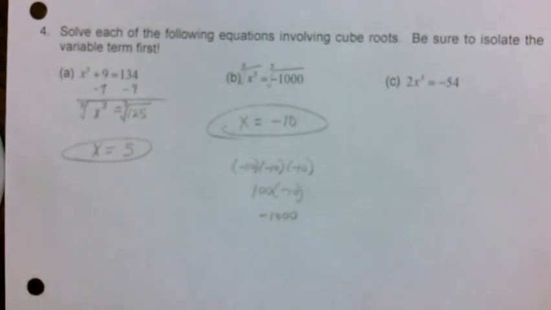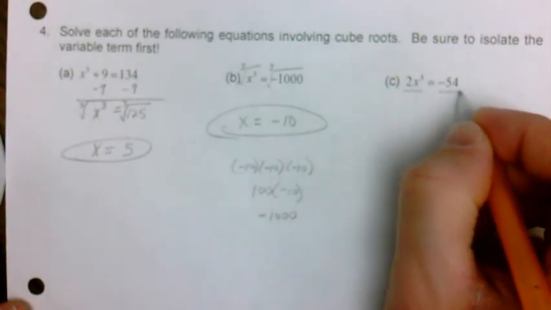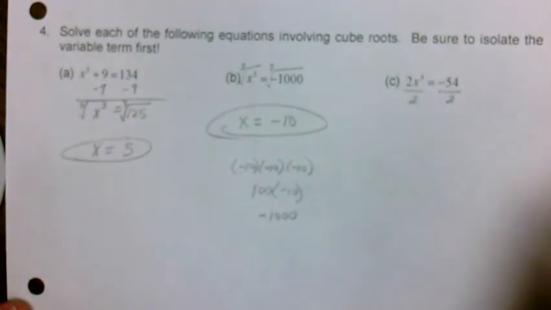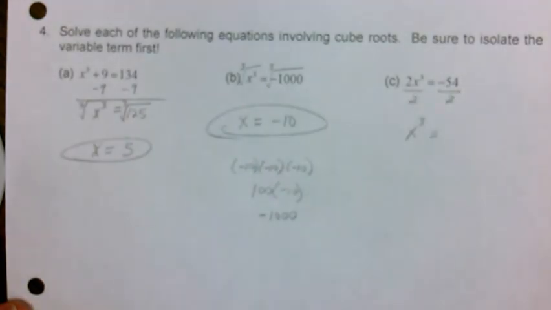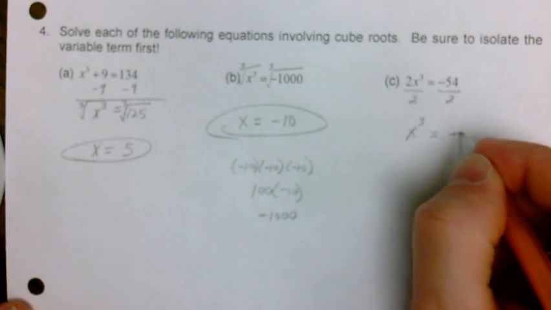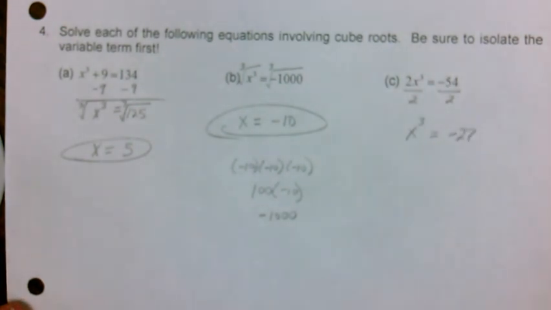In example C, 2x cubed equals negative 54. I don't want 2x cubed, I want just 1x cubed. So I'm going to start by dividing each side by 2. 2x cubed divided by 2 is our 1x cubed, and negative 54 divided by 2 is negative 27. x cubed equals negative 27.